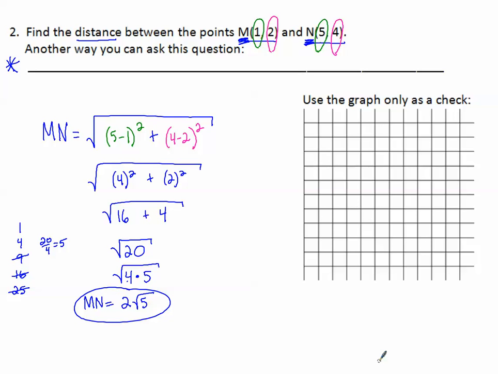Now, just to practice graphing, just to check, let's go ahead and draw our y and x-axis and check our work from this problem. So M is at (1, 2). From the origin, over 1, up 2, and that's point M. N is at (5, 4). So from the origin, 1, 2, 3, 4, 5, then 1, 2, 3, 4. And I'm going to connect it and find that length.